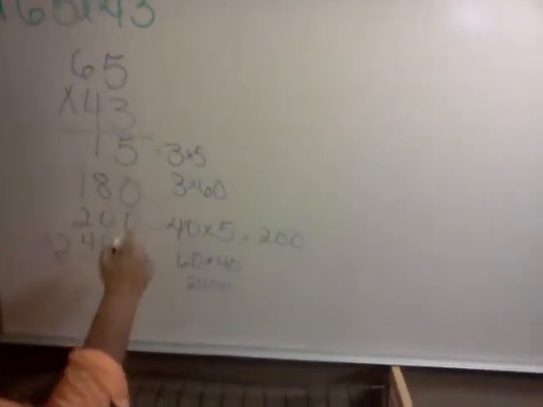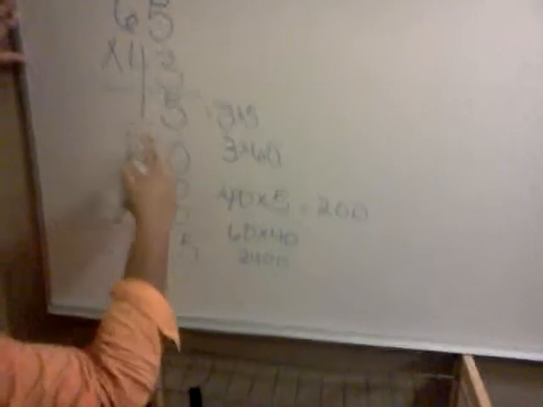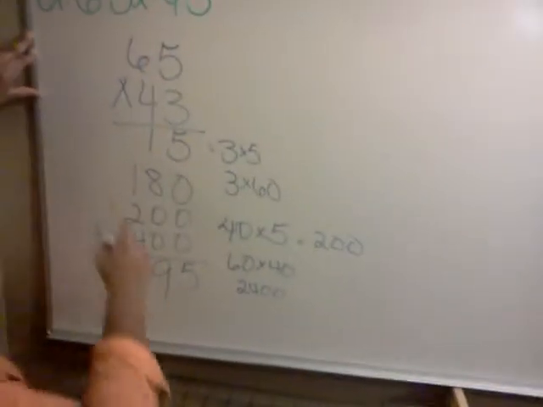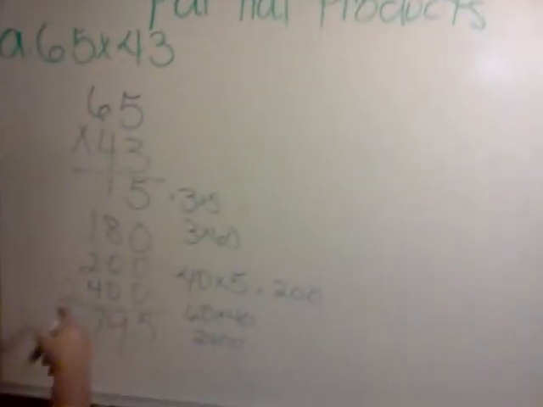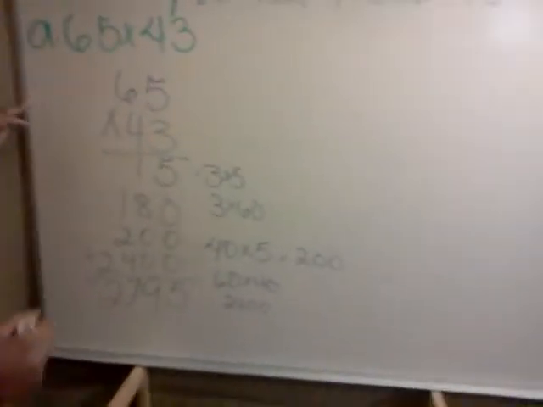5 plus 0 is 5. 1 plus 8 is 9. 1 plus 2 is 3, plus 4 is 7. And 0 plus 2 is 2. Answer is 2,795.